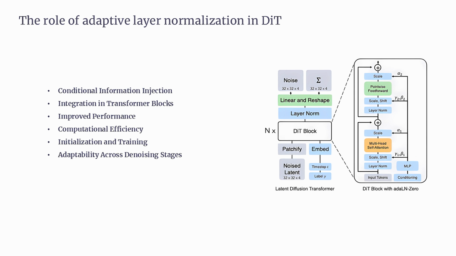In summary, AdaLN is a core component of the DiT architecture, allowing the model to efficiently incorporate conditional information into the image generation process, improve performance by using a flexible adaptive mechanism, maintain computational efficiency with only a modest increase in parameters, and adapt across different stages of the denoising process, resulting in high-quality images. AdaLN significantly enhances the flexibility, scalability, and performance of DiT models, making them particularly effective for complex image generation tasks.